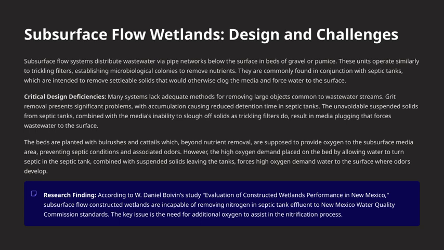The beds themselves are typically planted with bulrushes and cattails. These plants are not just for nutrient removal, they're also meant to supply oxygen to the subsurface media, helping prevent septic conditions and odors. However, there's a catch. When the water turns septic in the septic tank and suspended solids leave the tank, the high oxygen demand from the resulting water can overwhelm the system. This often results in oxygen being forced to the surface, where odors develop.